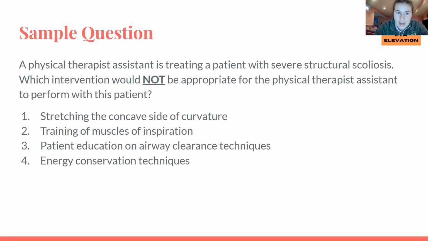So sample question, guys. A physical therapist assistant is treating a patient with severe structural scoliosis. Which intervention would not be appropriate for the physical therapist assistant to perform with this patient? 1, stretching of the concave side of the curvature of the spine. 2, training of the muscles of inspiration. 3, patient education on airway clearance techniques. Or 4, energy conservation techniques. So I'll give you guys a minute to think about that.